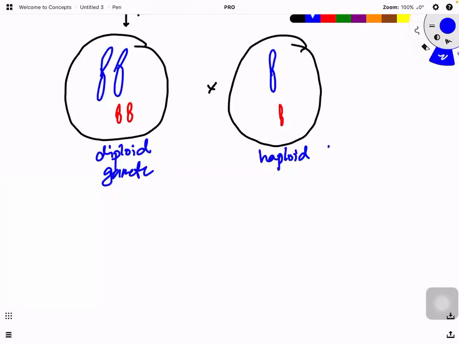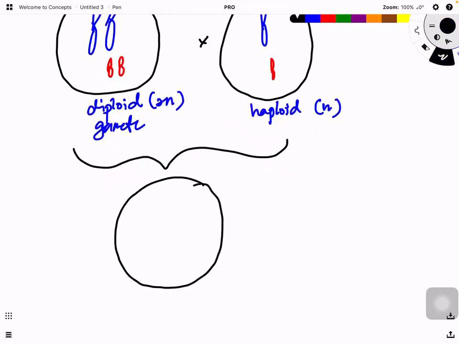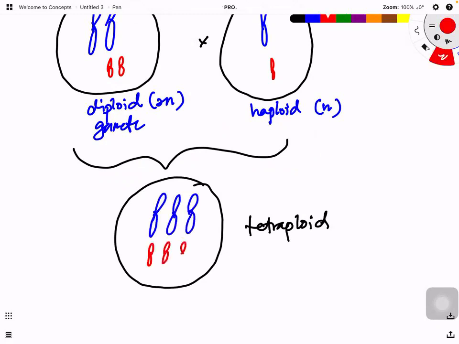And the diploid is 2n. So fertilization between these two will give us a triploid. Are you clear? It means you're going to have 3 sets: 3 blue, 3 red. So triploids, 100% confirmed, are sterile. If 4 cannot pair up, how can 3 pair? Definitely you cannot pair 3. With 4 you can say, oh, occasionally it can be 2-2, but triploids are definitely sterile.